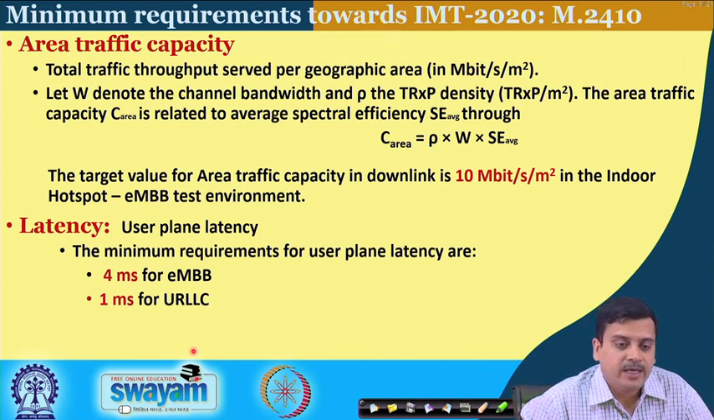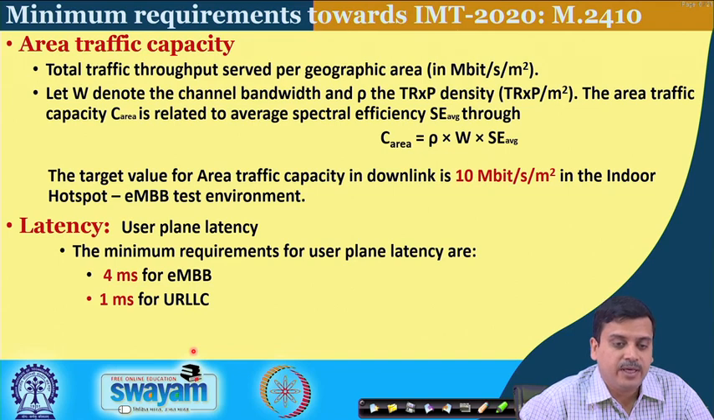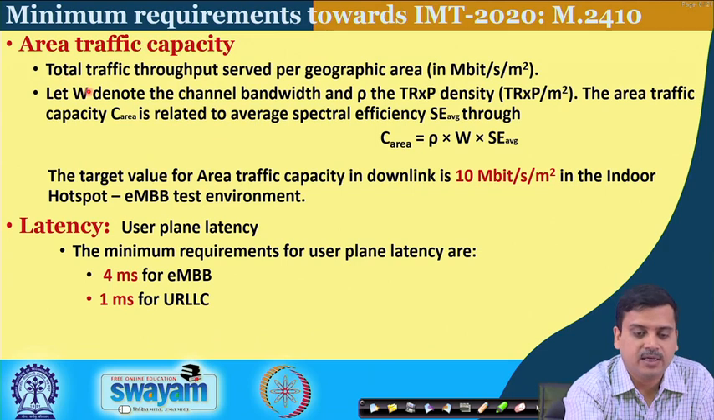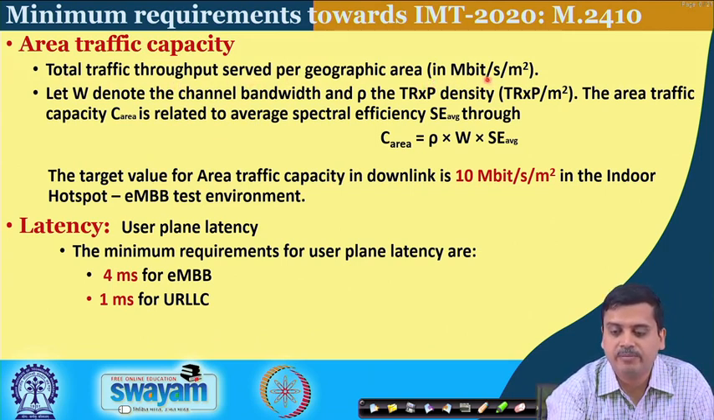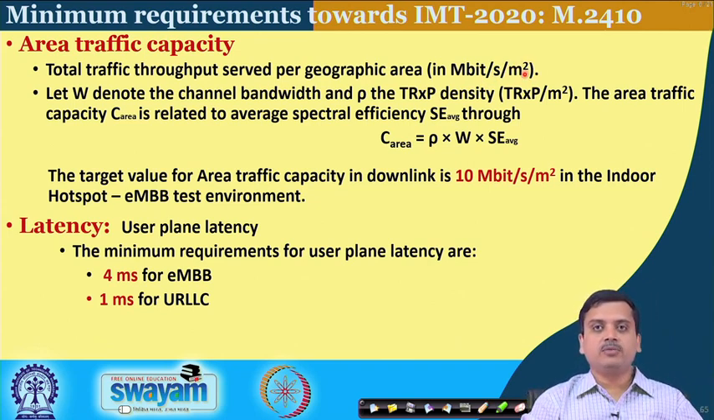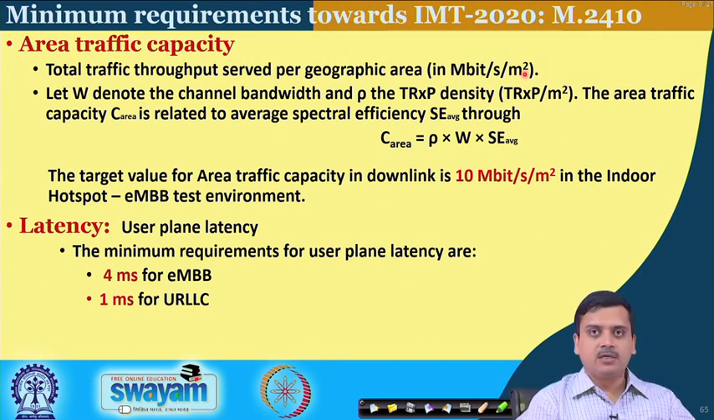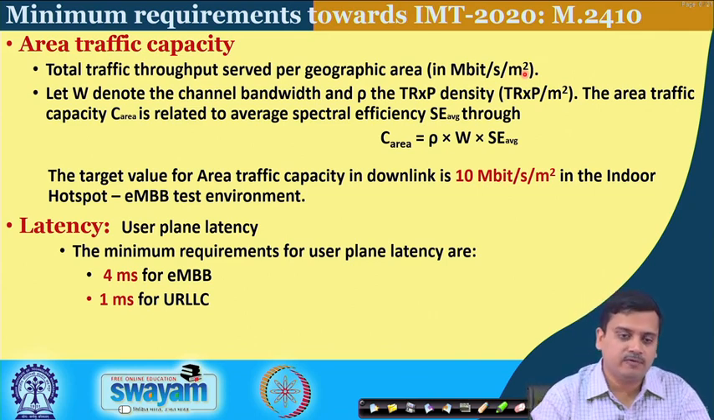Then we look at the next important metric according to which things have to be evaluated, and one of them is the area traffic capacity. Area traffic capacity is described as the total traffic throughput served per geographic area in megabits per second per meter squared. So, over a certain area whatever throughput is getting served, you divide it by the total area, that means over every unit of area how much traffic is flowing through.